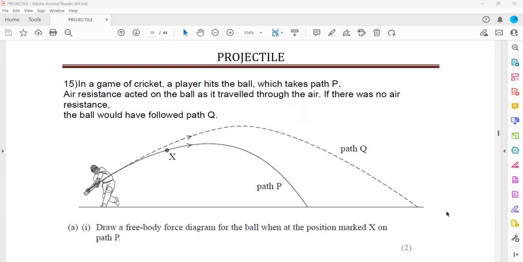And due to air resistance, the time of flight will decrease, the vertical component will also decrease, and it will have a smaller deceleration.